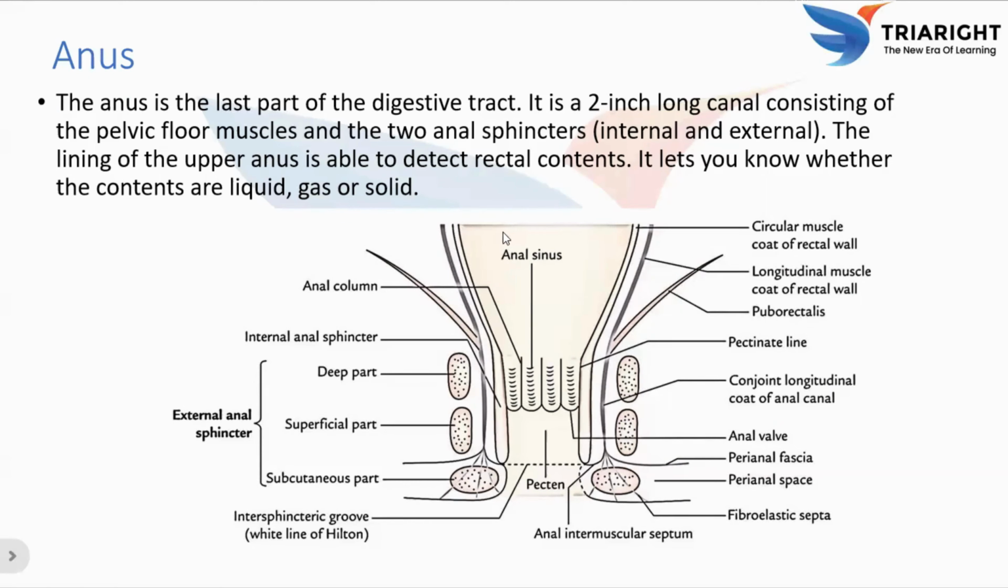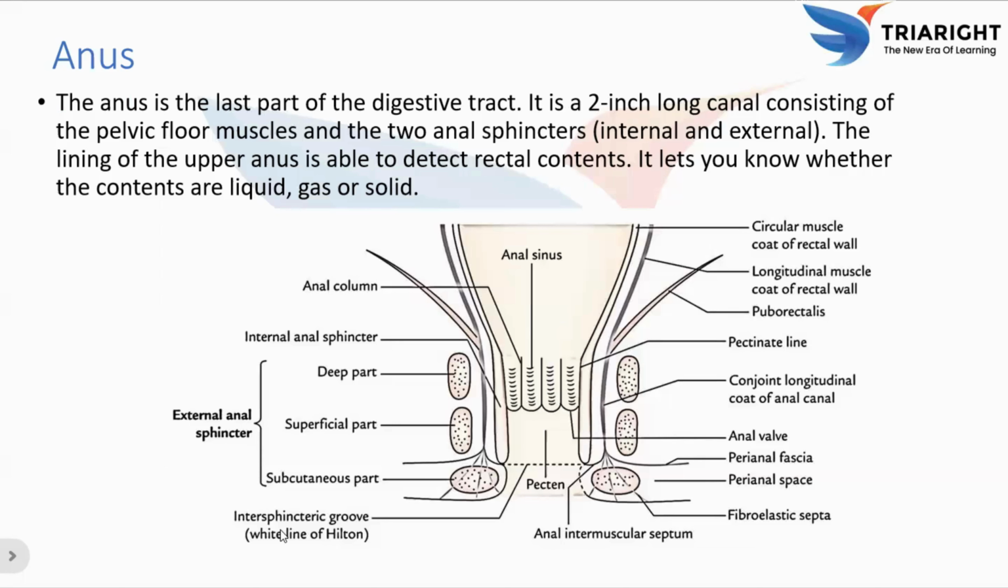And the anus is made up of pelvic floor muscles and 2 ring-like muscles called anal sphincters. So there are the internal anal sphincter and the external anal sphincter. Here you can see the internal anal sphincter, right, next to the anal sinus, and this works automatically and stays closed most of the time to keep stool from leaking out. And what does the external anal sphincter do? It is under voluntary control, meaning you can consciously relax it when you are ready to pass stool.